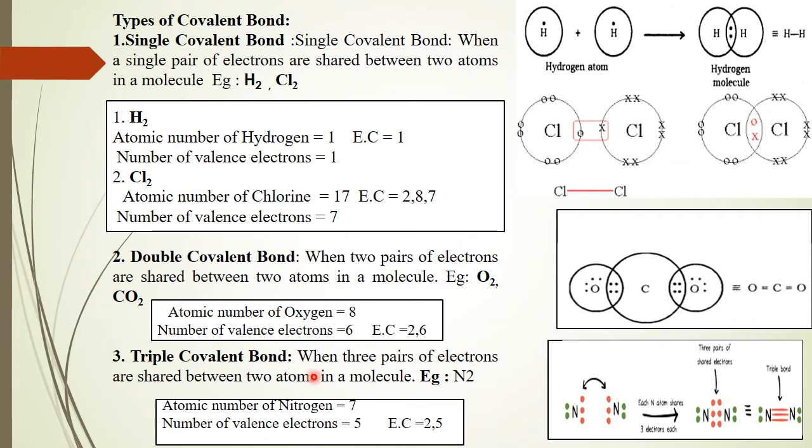Now a triple covalent bond, an example: when 3 pairs of electrons are shared between 2 atoms in a molecule, example nitrogen. Atomic number 7, number of valence electrons 5, electronic configuration is 2 and 5. See, the nitrogen atom has 5 electrons in the valence shell, 2 plus 3 is 5, 2 plus 3 is 5. So these 3 electrons from each nitrogen have been shared. So 3 pairs of electrons have been shared here, forming a triple bond. See 3 lines here. Here you have 2 lines. Here you have a single line, which represents the bonding.